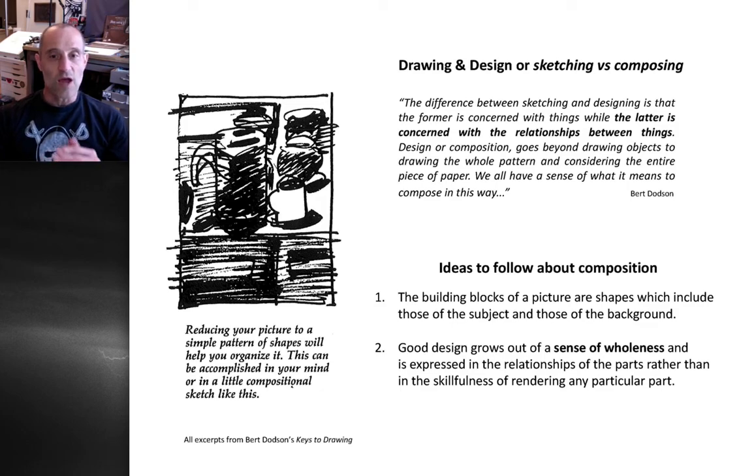And I've got a few ideas to get us to start thinking about composition. This is something that we're going to continue to talk about through the semester. First, composition is really about the building blocks of a picture plane. And those building blocks are the shapes, which include those of the subject and of the background. So this goes hand in hand with what I was talking about in terms of negative space. When we're drawing something, we want to draw the negative space as much as we draw that thing. And that's also true of our arrangement of the drawing on our piece of paper. It's a series of positive and negative shapes.